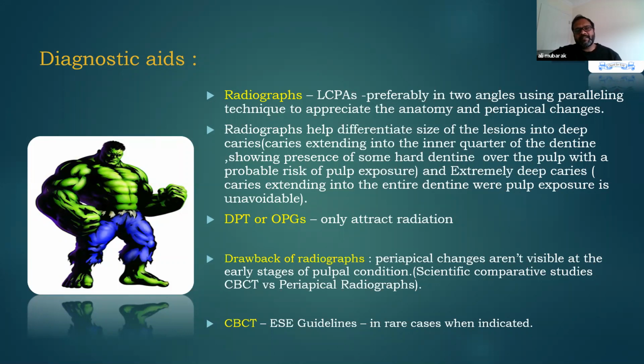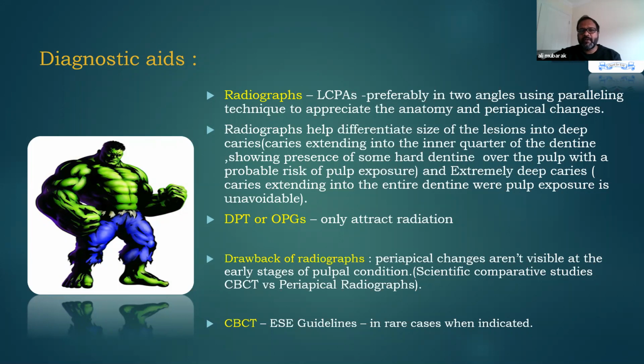Extremely deep caries is when the caries is extending deep into the entire dentine and the pulp, and pulp exposure is unavoidable. In this case, you would inevitably end up exposing the pulp. Now, again, on the radiograph, you could see it's very, very feeble. There could be a slight denting, but it's very feeble, but you'll still end up exposing the pulp. Now, OPGs and or DPTs, I personally would not recommend them because they only attract radiation.